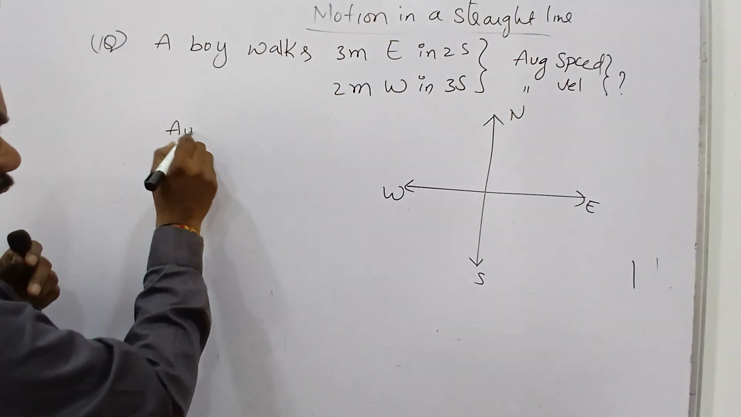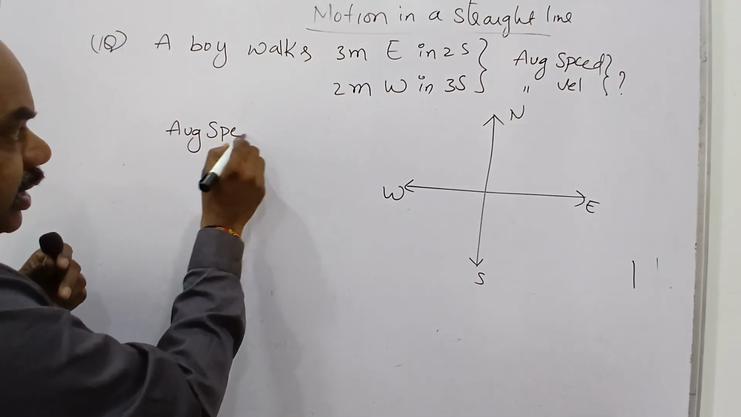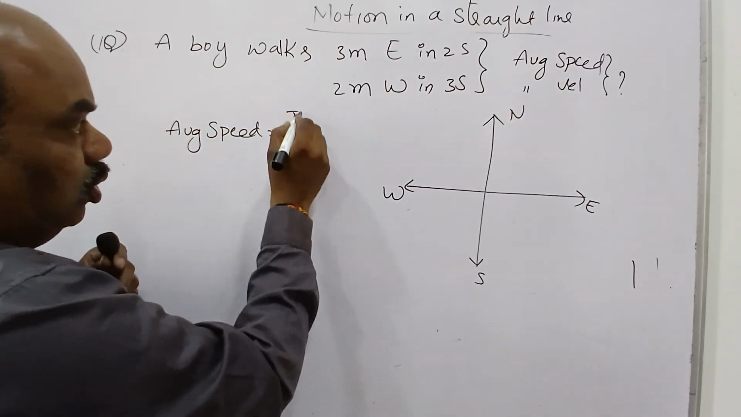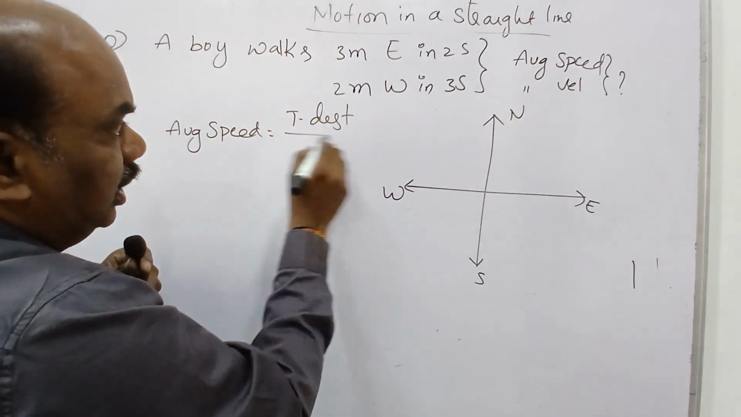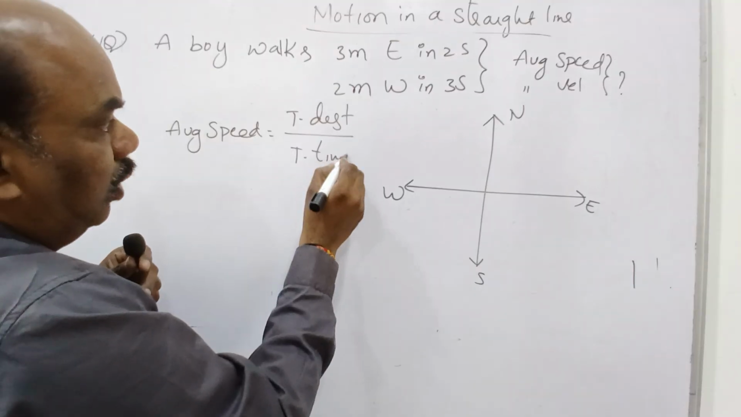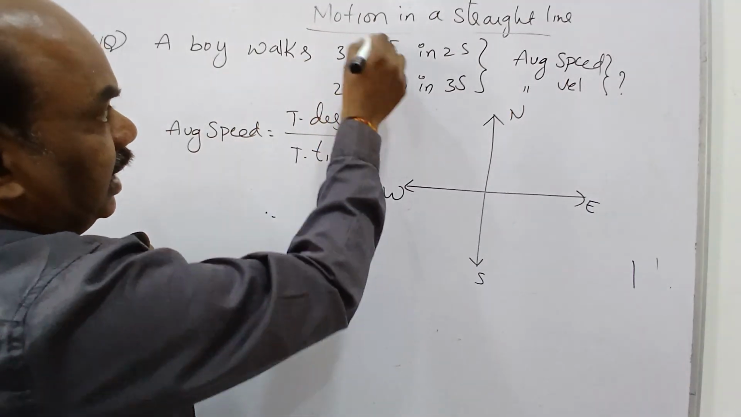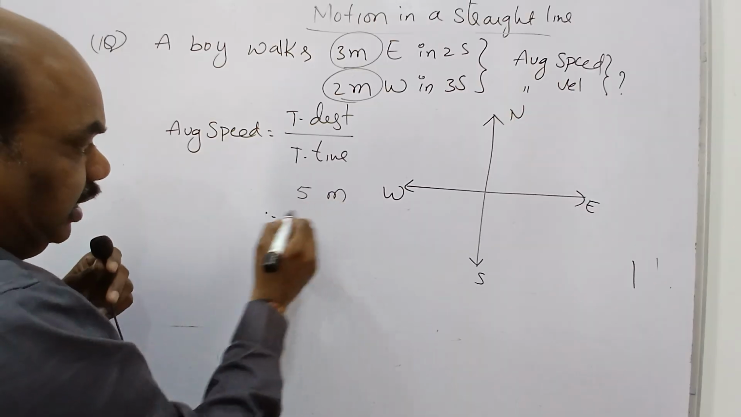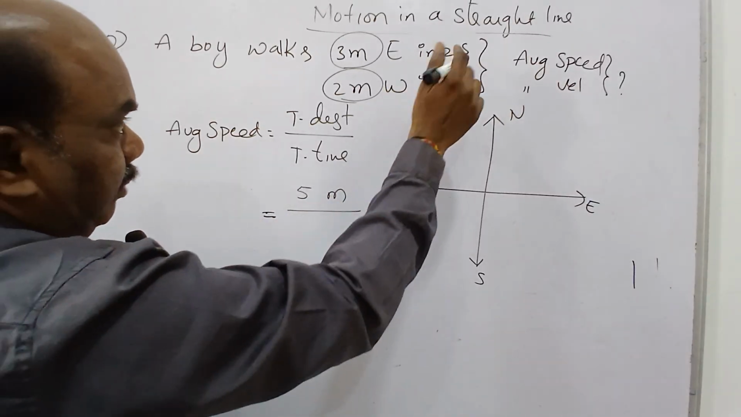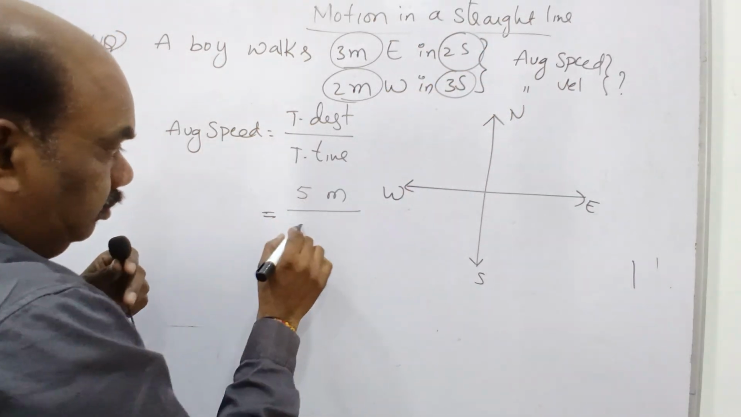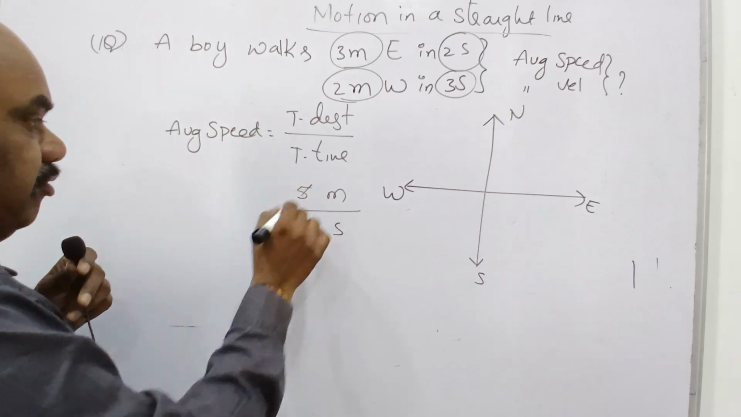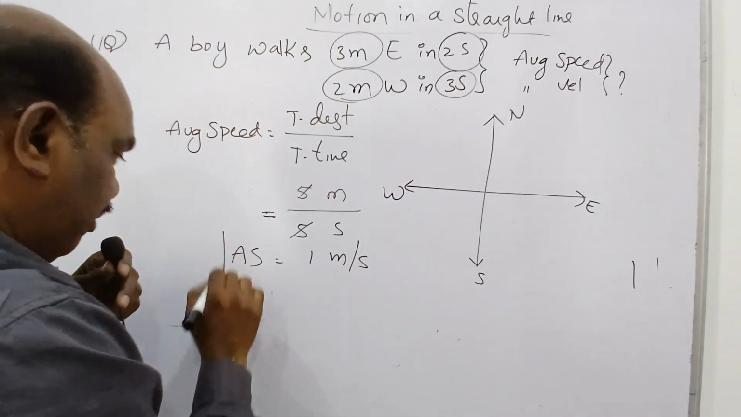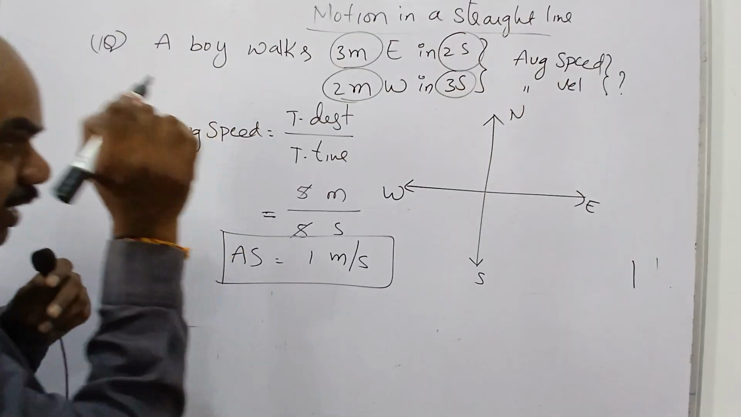Average speed formula: speed is a scalar quantity, so you need not worry about the directions. Average speed equals total distance by total time. What is the total distance? Directly you can add, distance is a scalar. 3 meter plus 2 meter, 5 meter should be in the numerator. Total time 2 plus 3, 5 seconds. 5 cancels 5. 1 meter per second is the average speed. The average speed of the boy is 1 meter per second.